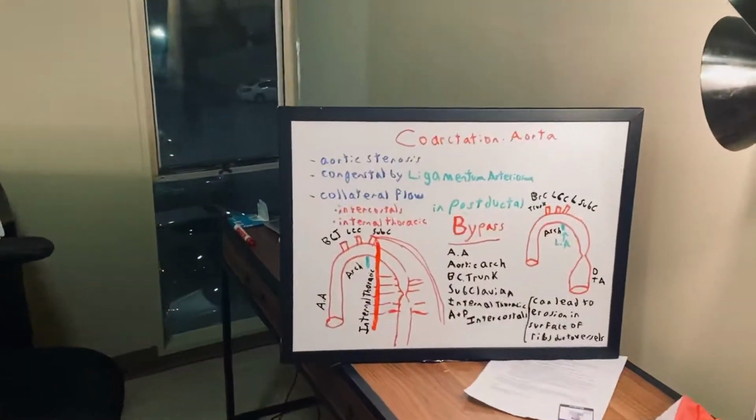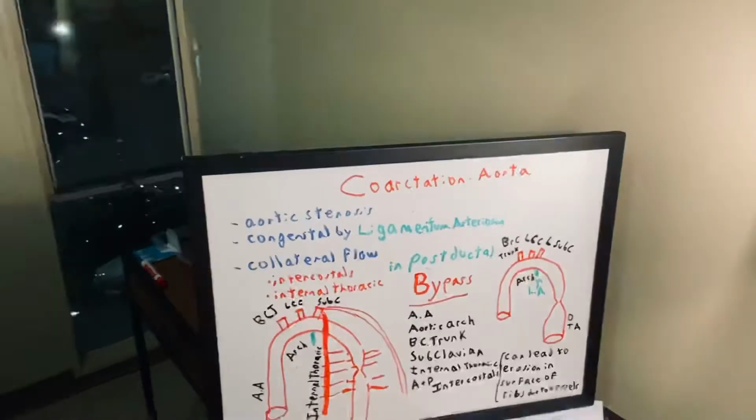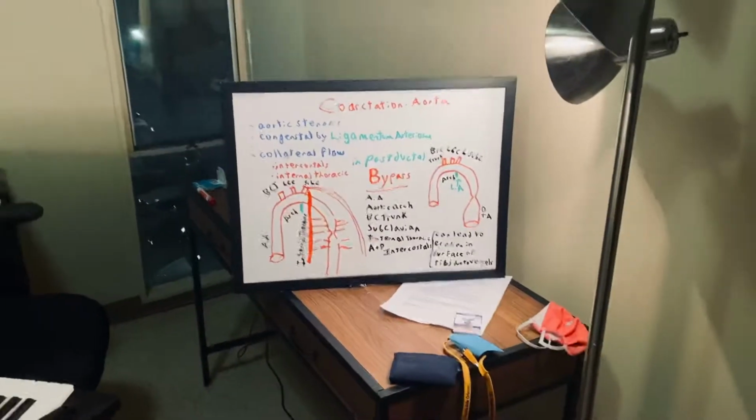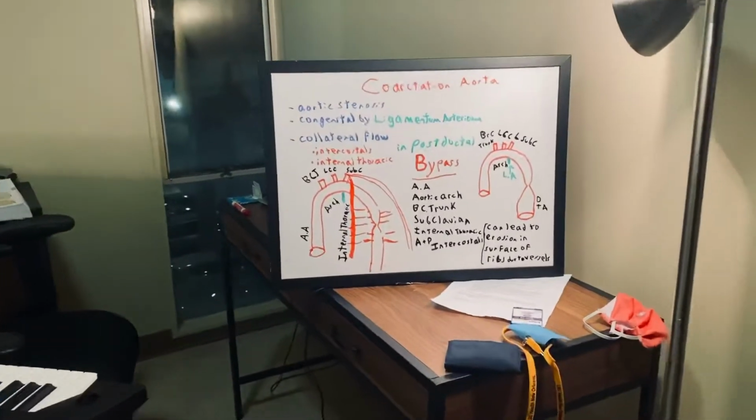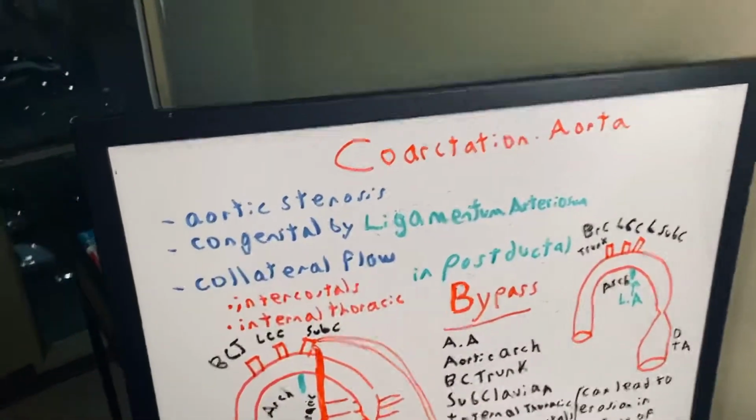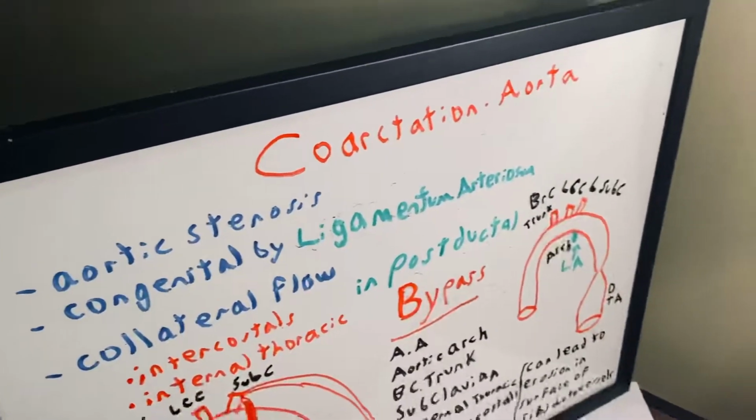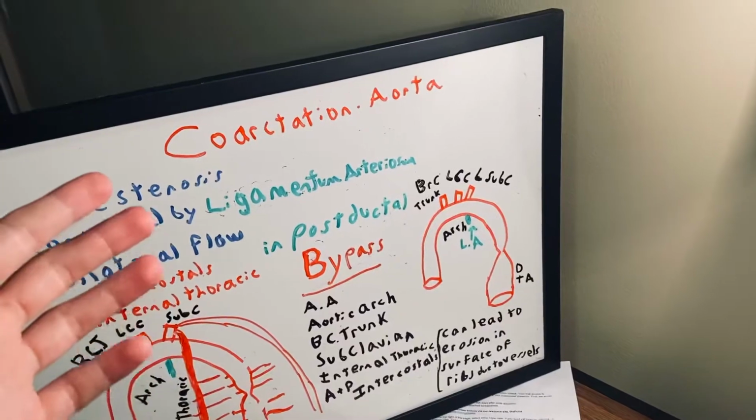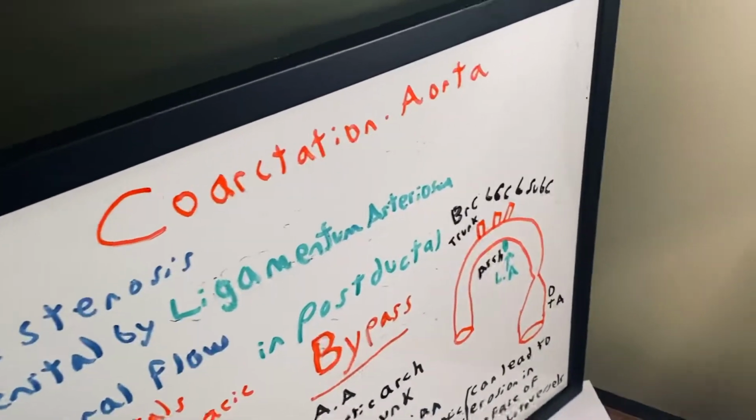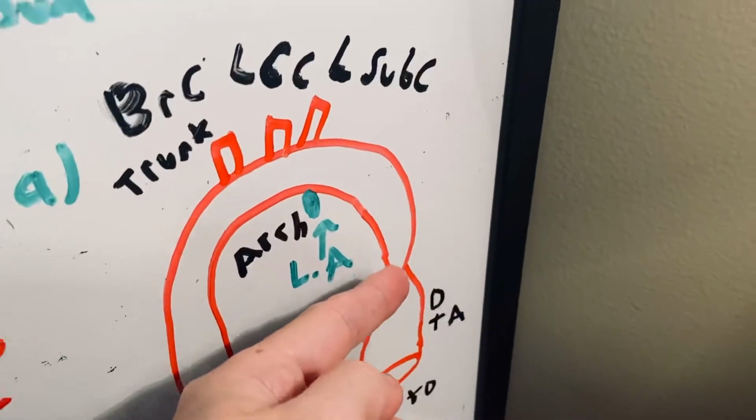Coarctation of the aorta. That is the topic of today's lecture. So we are going to discuss this. This is a congenital malformation or abnormality of the aorta, and it is going to lead to aortic stenosis. So we can see the narrowing right here.